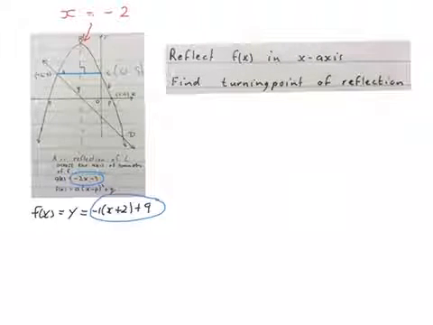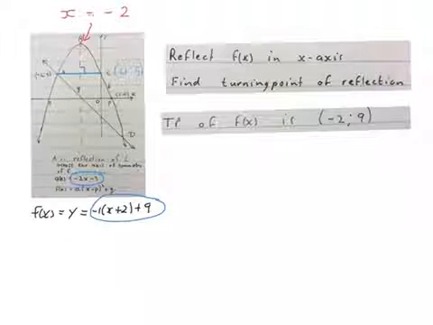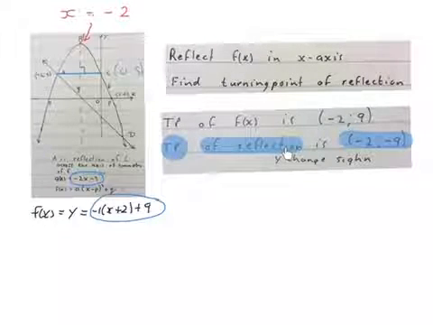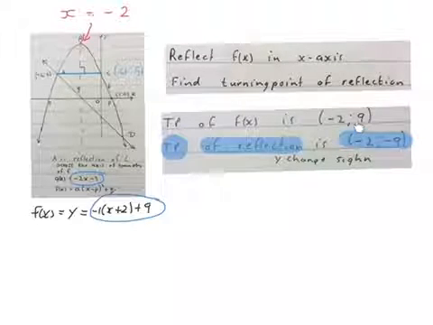The last part of this question says, reflect f of x in the x-axis, and then find the turning point of this reflection. The turning point of f of x was (minus 2; 9). I got it from that plus 2 there and that 9 over there. The turning point of the reflection is going to be (minus 2; minus 9) because it reflects in the x-axis, goes straight down here. The x stays minus 2 and the y becomes minus 9. Reflection in the x-axis, the y changes its sign. Please stop the video and see if you can understand what happened.